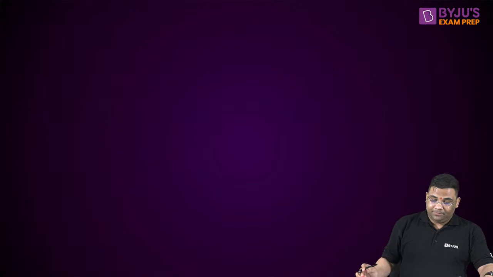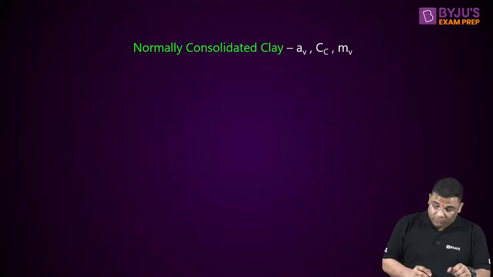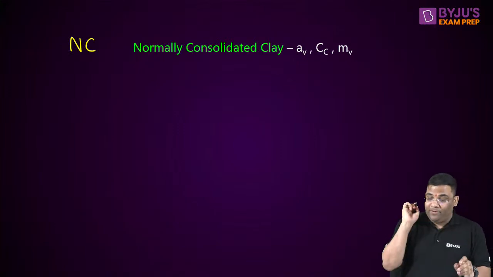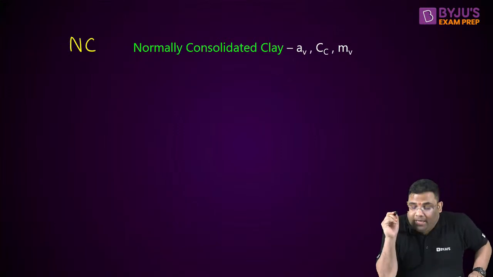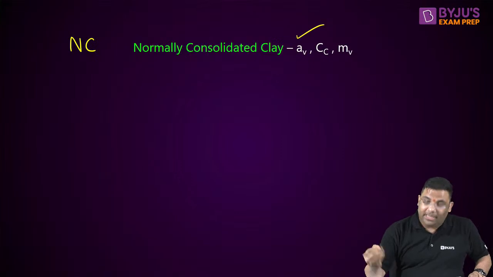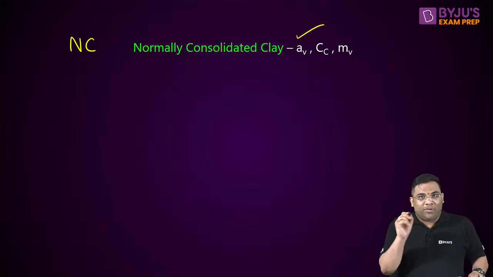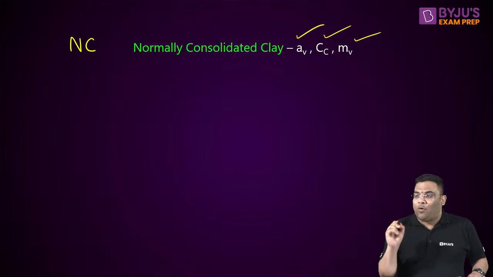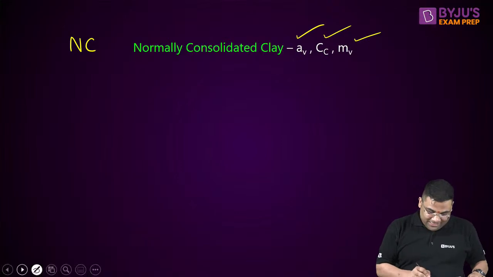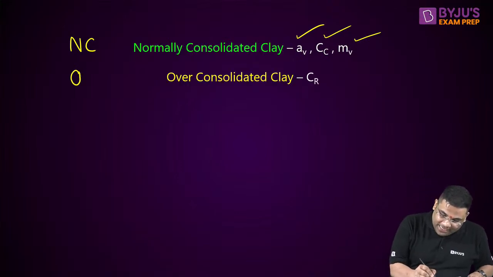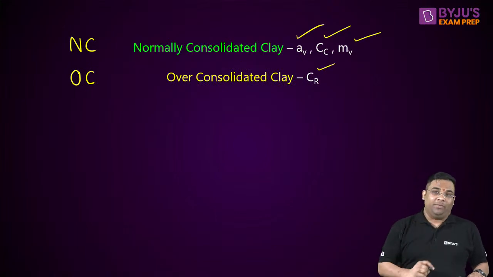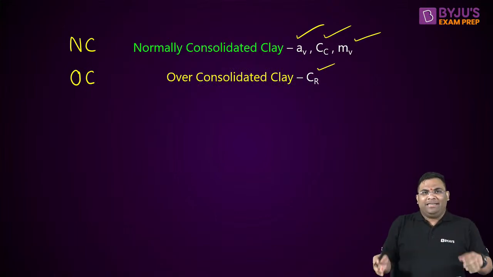So till now what we have studied, let us see. For normally consolidated clay, we defined three terms, right? Now everybody is aware of these terms: av, coefficient of compressibility; Cc, compression index; mv, coefficient of volume compressibility. Then we had OC clay. For OC clay, we normally use only Cr, that is, the recompression index.